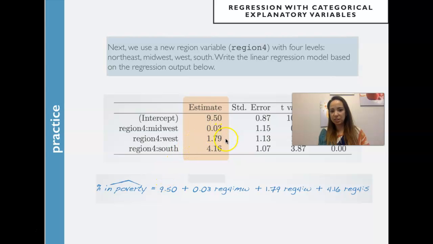So I interpret this 1.79 as the amount that I'll have to add of poverty if I go from the Northeast to the West, because the other 2 are 0. So I'm always comparing with the reference level. So again, the reference level, how will you know what R picked? You will know because it will not appear in the output. And in this case, it's Northeast.